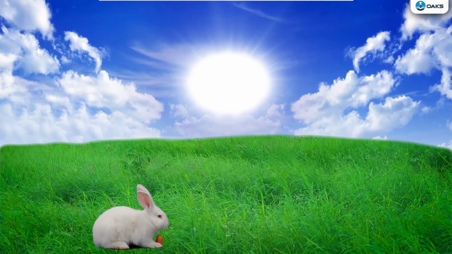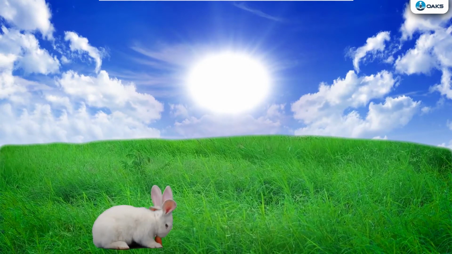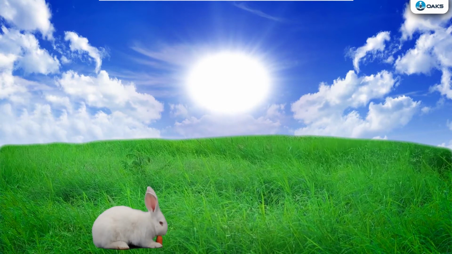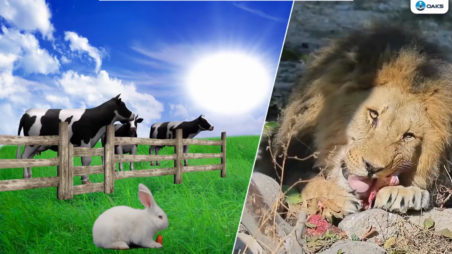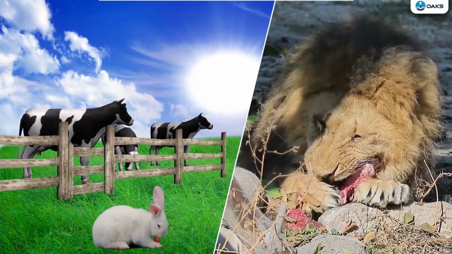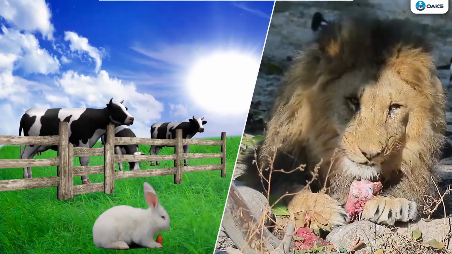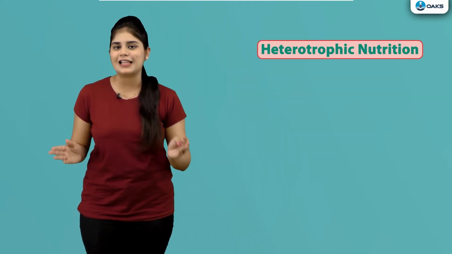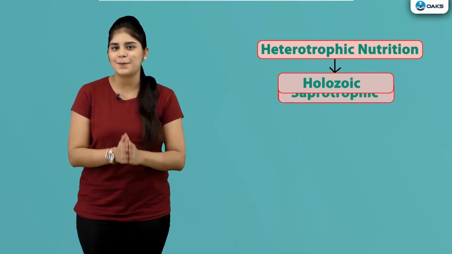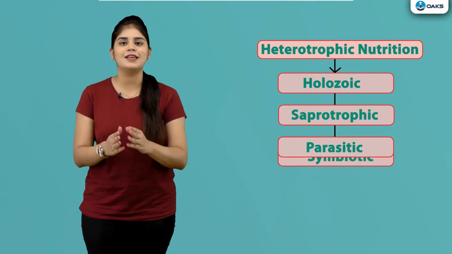So, the organisms that are unable to prepare their own food and rely on other sources are called heterotrophs. And the nutrition obtained from other plants or organisms to survive is known as heterotrophic nutrition. However, the form of nutrition differs depending on the type and availability of food materials as well as how it is obtained by the organism. Based on this, heterotrophic nutrition is classified as Holozoic, Saprotrophic, Parasitic and Symbiotic.